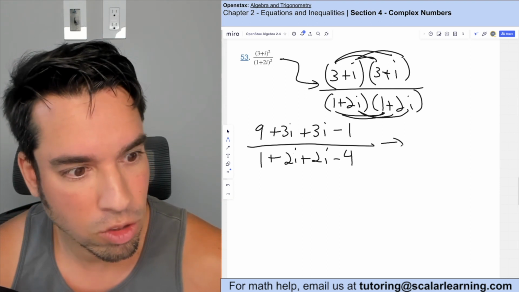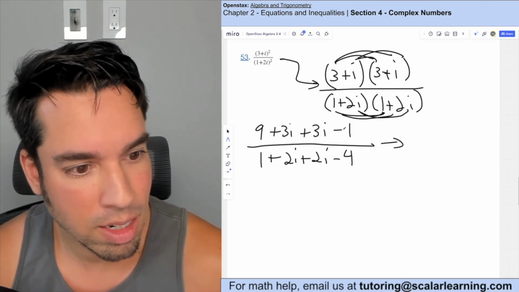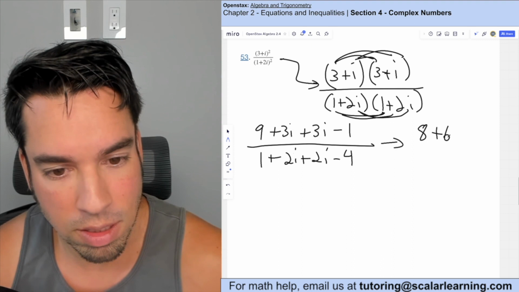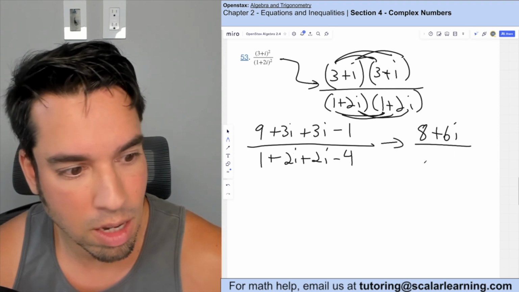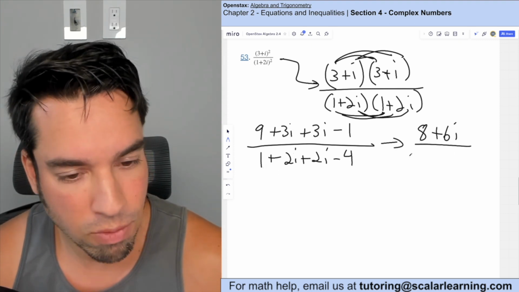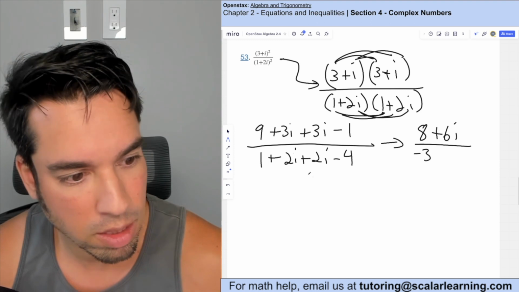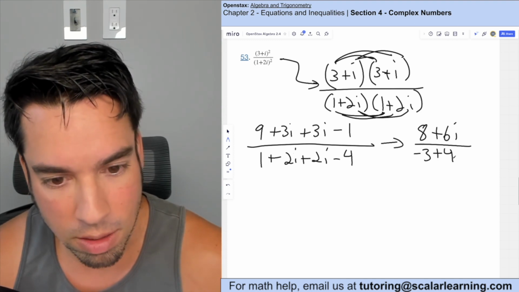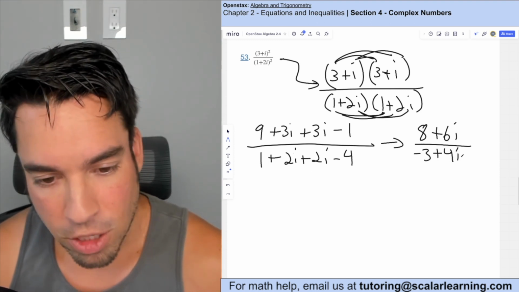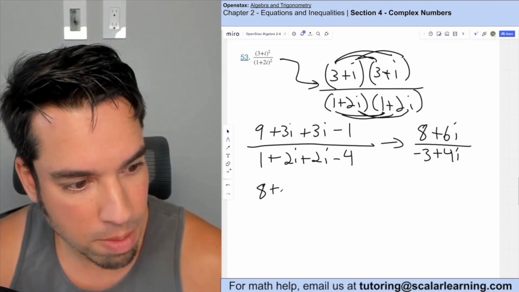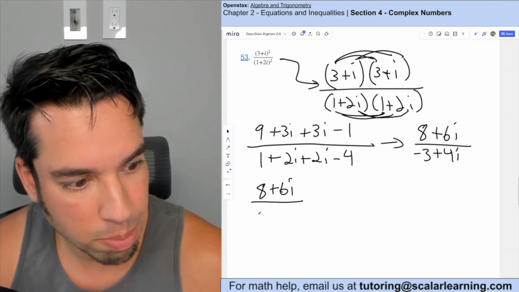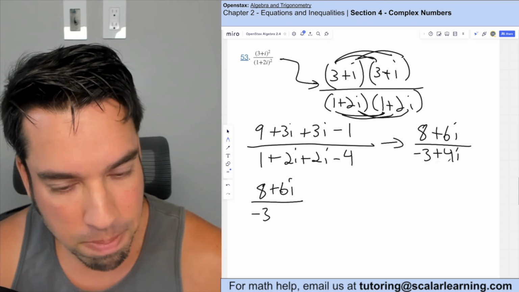Now I'm going to combine like terms, and I got 9 and -1 is 8 plus 6i, right? 3i plus 3i is 6i, over 1 and -4 make -3, and then 2i and 2i make 4i. Last but not least, can't have an imaginary in the denominator, so we got to multiply by that conjugate, which will be -3 minus 4i.